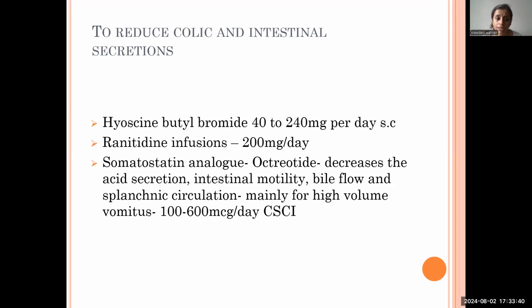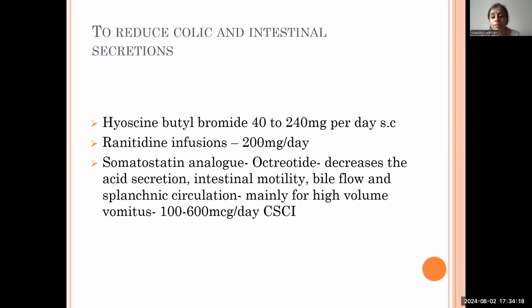So there are certain drugs which can reduce the intestinal secretions. The primary drug is an antispasmodic drug, which is hyoscine butyl bromide. You might have heard about Buscopan, which is very commonly used when you have tummy cramps and go to an emergency. That is an antispasmodic drug, which will reduce the motility and secretions as well. The second drug is ranitidine, which is an H1 antihistamine blocker. We can give up to 200 milligrams per day. Sometimes ranitidine can be given as a continuous infusion, 200 milligrams over 24 hours.